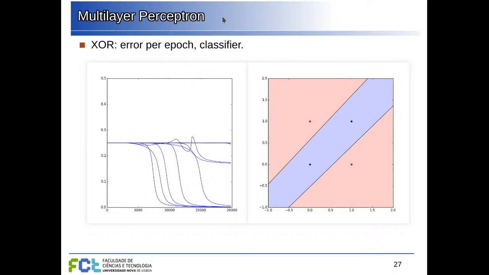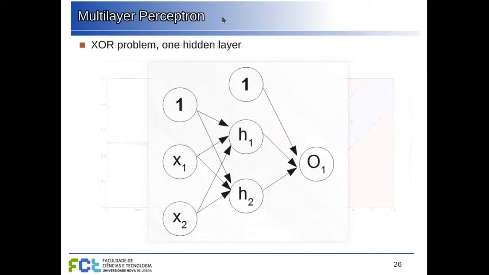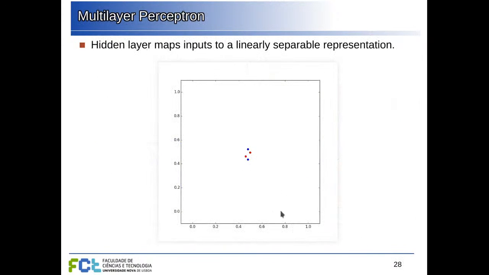And what's happening here is that the first layer, the hidden layer, is transforming the data in a way that the last neuron can now use as a linear classifier. So if we look at the activation of the hidden layer, we can see what's happening here.